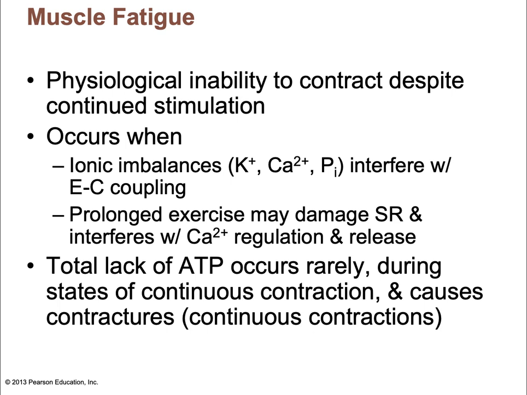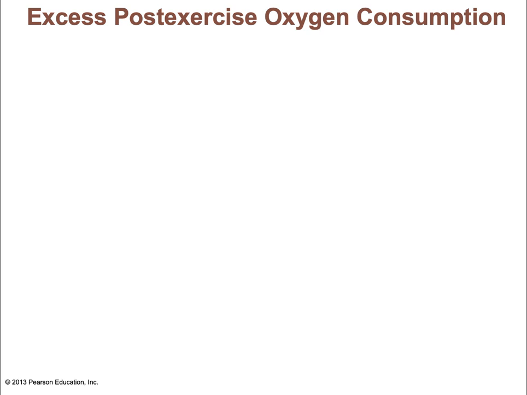You generally don't get to a complete lack of ATP because if you did, you would enter something called a contracture, where you'd be in continuous contraction like you get in a state known as rigor mortis, okay, which we talked about in chapter 9a, okay. So what generally happens is the ATP levels get so low that the muscle just can't function.